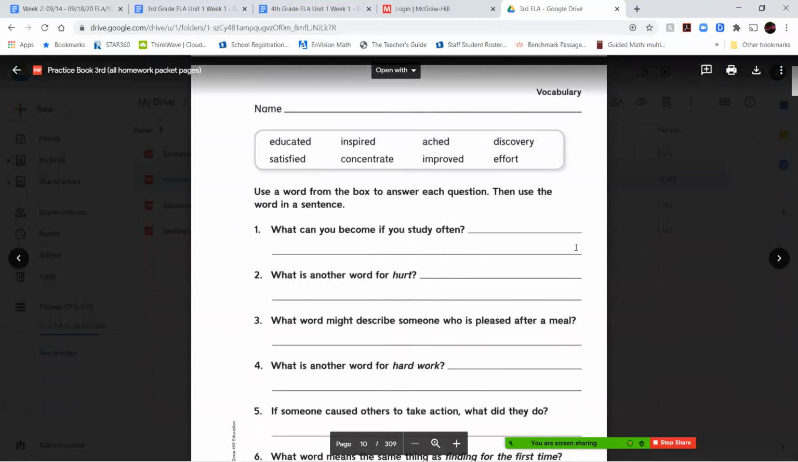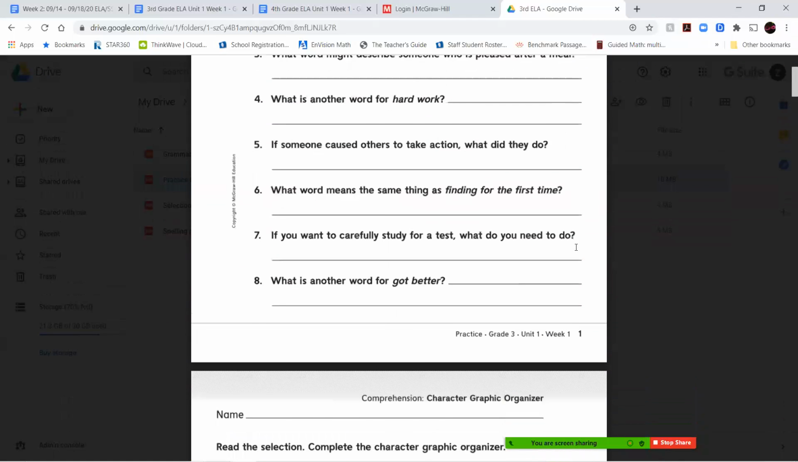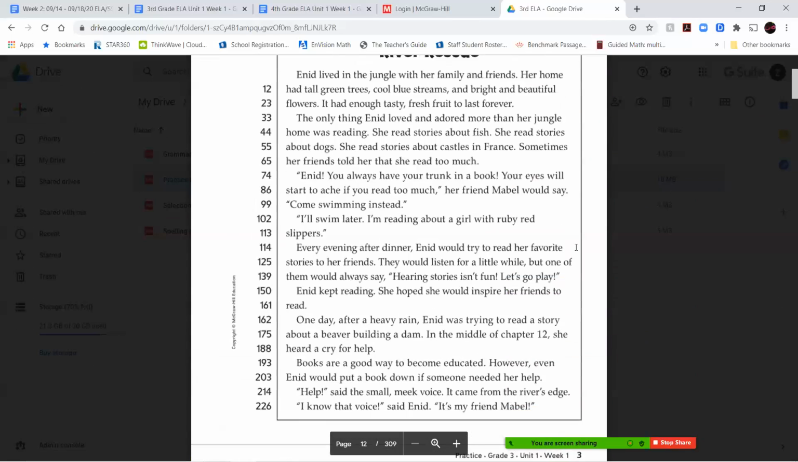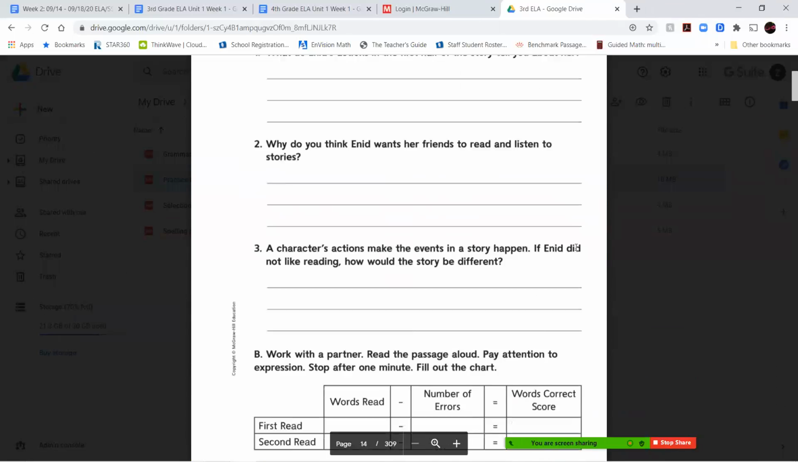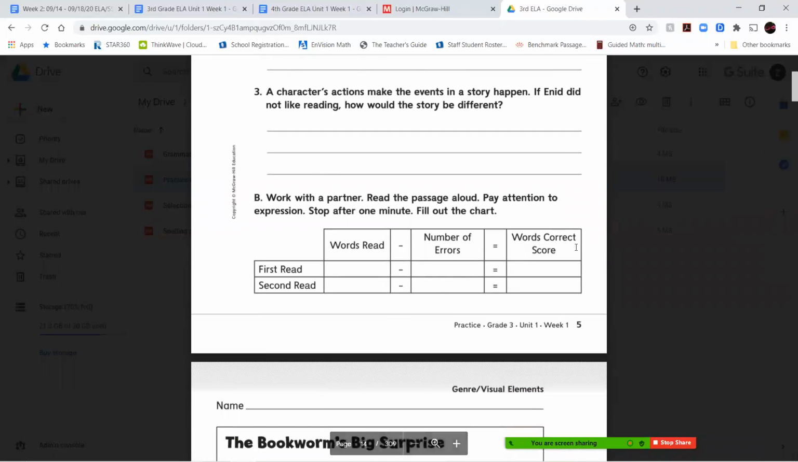And your first page is always going to be your vocabulary page. Now, you're not going to be assigned all of the pages in this packet, only some of them, and those ones you need to complete. Make sure when you're filling in your answers that you're using complete sentences and that you're checking to make sure that you start with a capital letter and that you end with a punctuation mark.